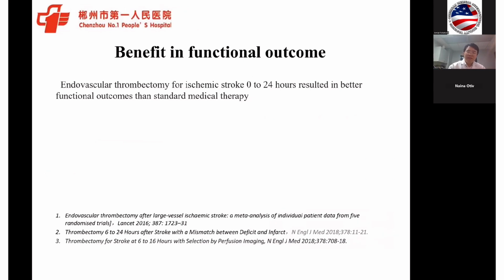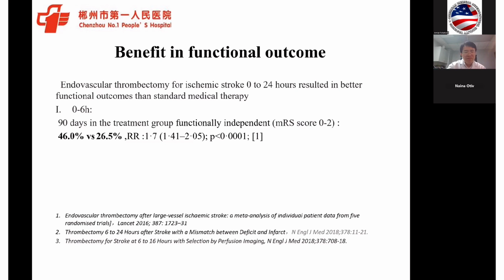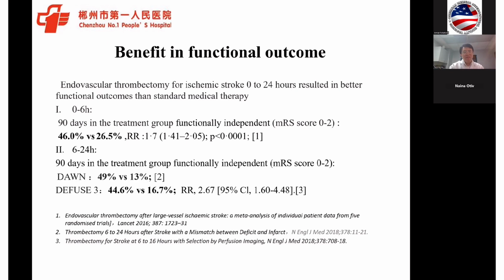What are the benefits in functional outcome? Endovascular thrombectomy for ischemic stroke at 0 to 24 hours resulted in better functional outcome than standard medical therapy. For 0 to 6 hours, at 90 days in the treatment group, functionally independent, mRS score 0 to 2, was about 46%, and in 6 to 24 hours about 49% and 44%.